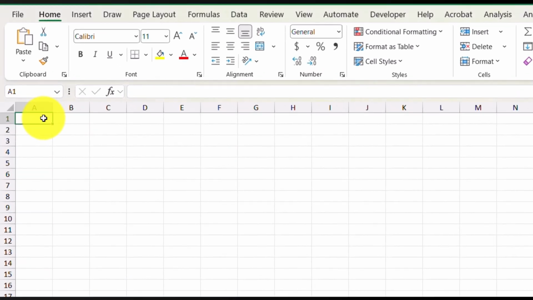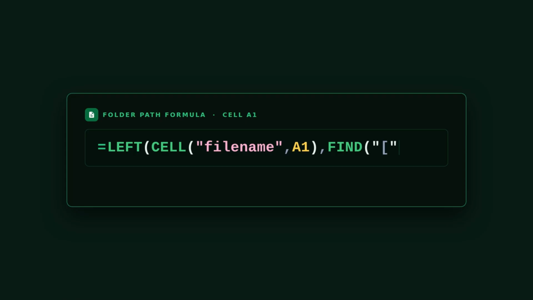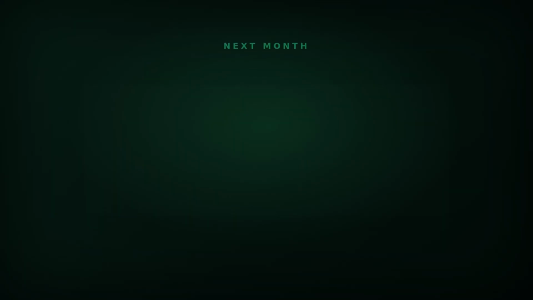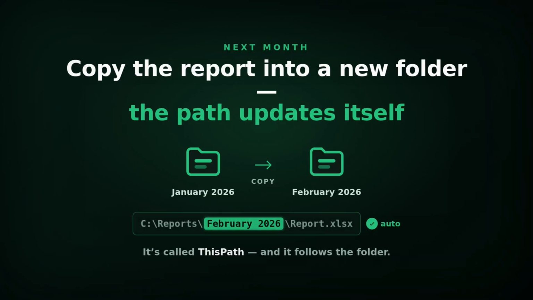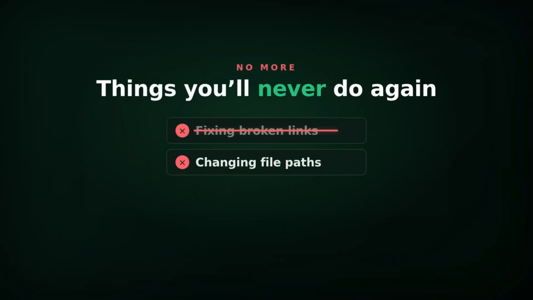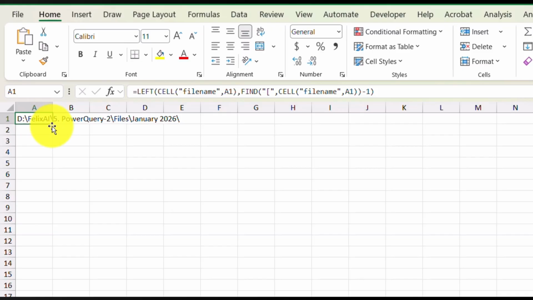In cell A1, enter the formula shown on screen. What that formula does is return the folder path where this report is saved. And that's the trick that makes this whole thing work automatically. Because next month when you copy the report into a new folder, the path updates on its own, so you don't need to fix links, you don't need to change file paths, and you definitely don't need to rebuild your queries every month.